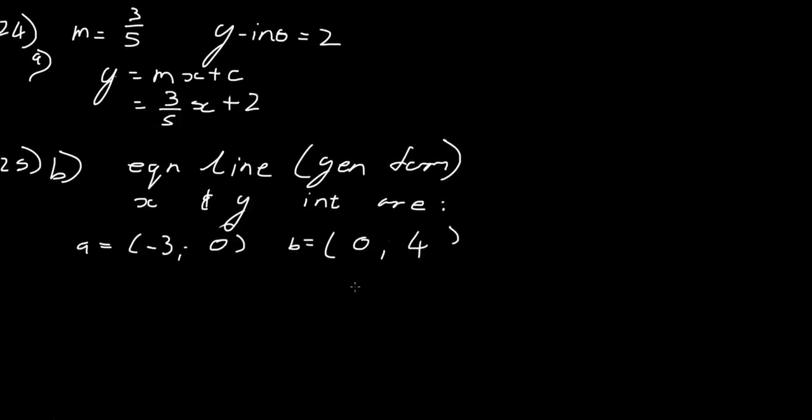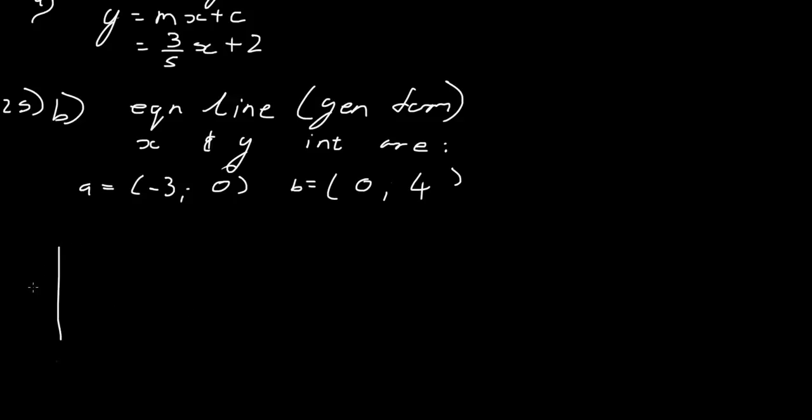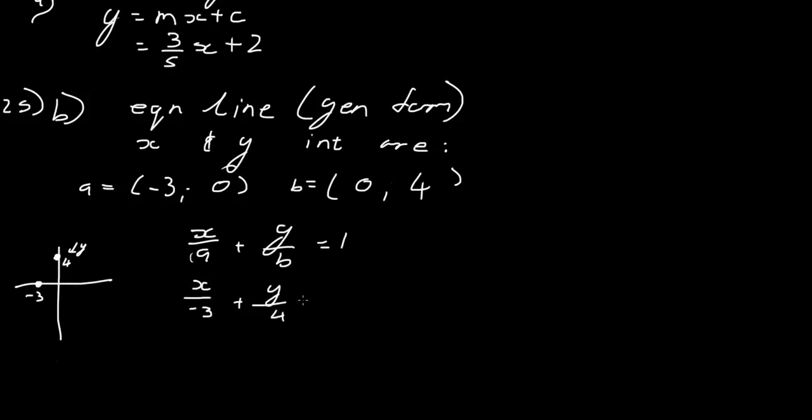So obviously if you plot these two points, -3, 0 is there. So there's your x-intercept, it's at -3, and plot the point 0, 4, which lies here. So that is obviously your y-intercept at 4. So we just use the intercept form, which is x over a plus y over b equals 1. We know that a, our x-intercept, is minus 3. B, our y-intercept, is 4. So substitute in: x over minus 3 plus y over 4 equals 1.